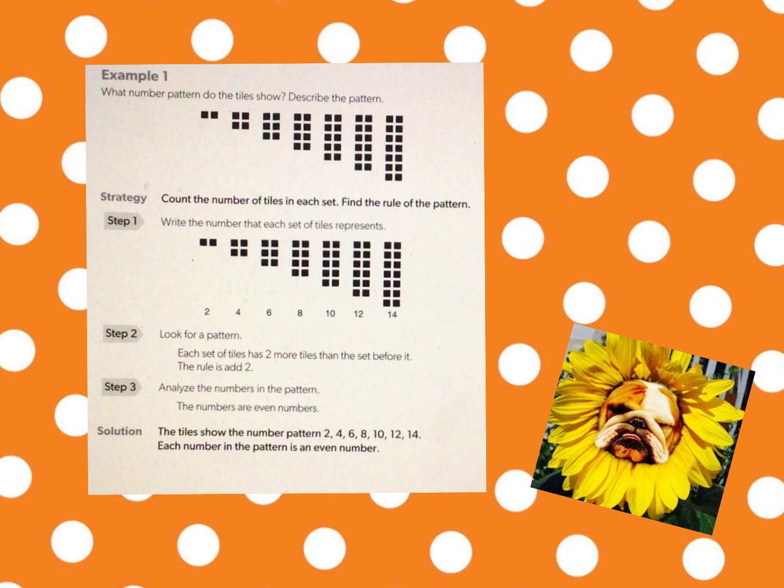So if we take a look at these tiles, we can describe the pattern. We see that there is 2, then 4, then 6, 8, 10, 12, 14. So we look for a pattern. I usually start at the smaller number, 2, and I count on until I get to 4. So I think 2 in my head and count on 2, 3, 4. So it looks like I am adding 2 to each of those numbers.